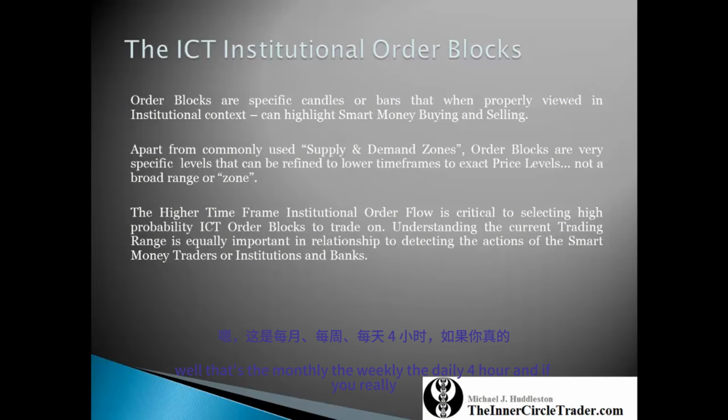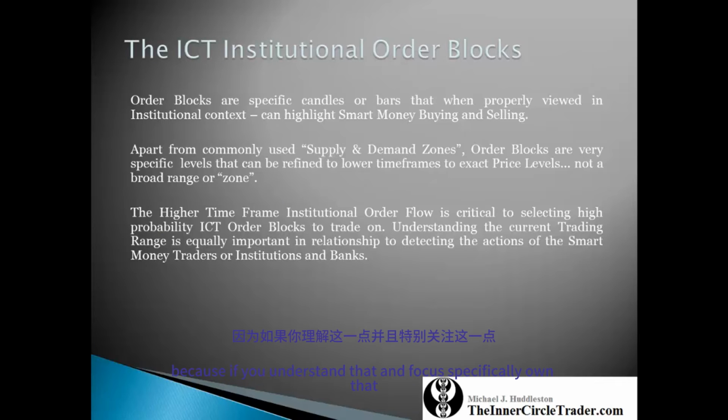Well, that's the monthly, the weekly, the daily, 4-hour. And if you really have to look at anything less than a 4-hour, you're leaving the higher time frame premise and you're moving into an intraday basis. Your study really should be focused more on what these higher time frame trends, or directions, price is most likely reaching for.